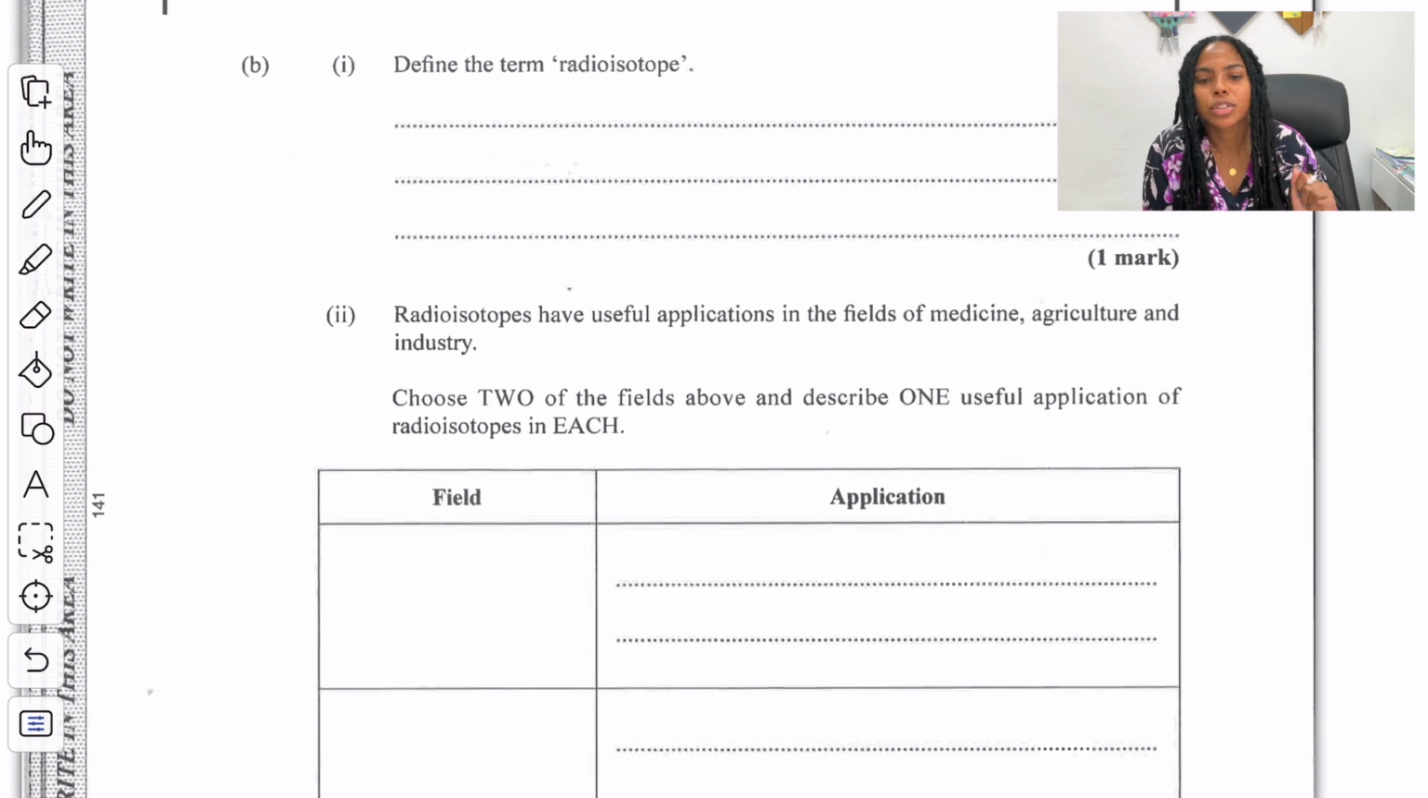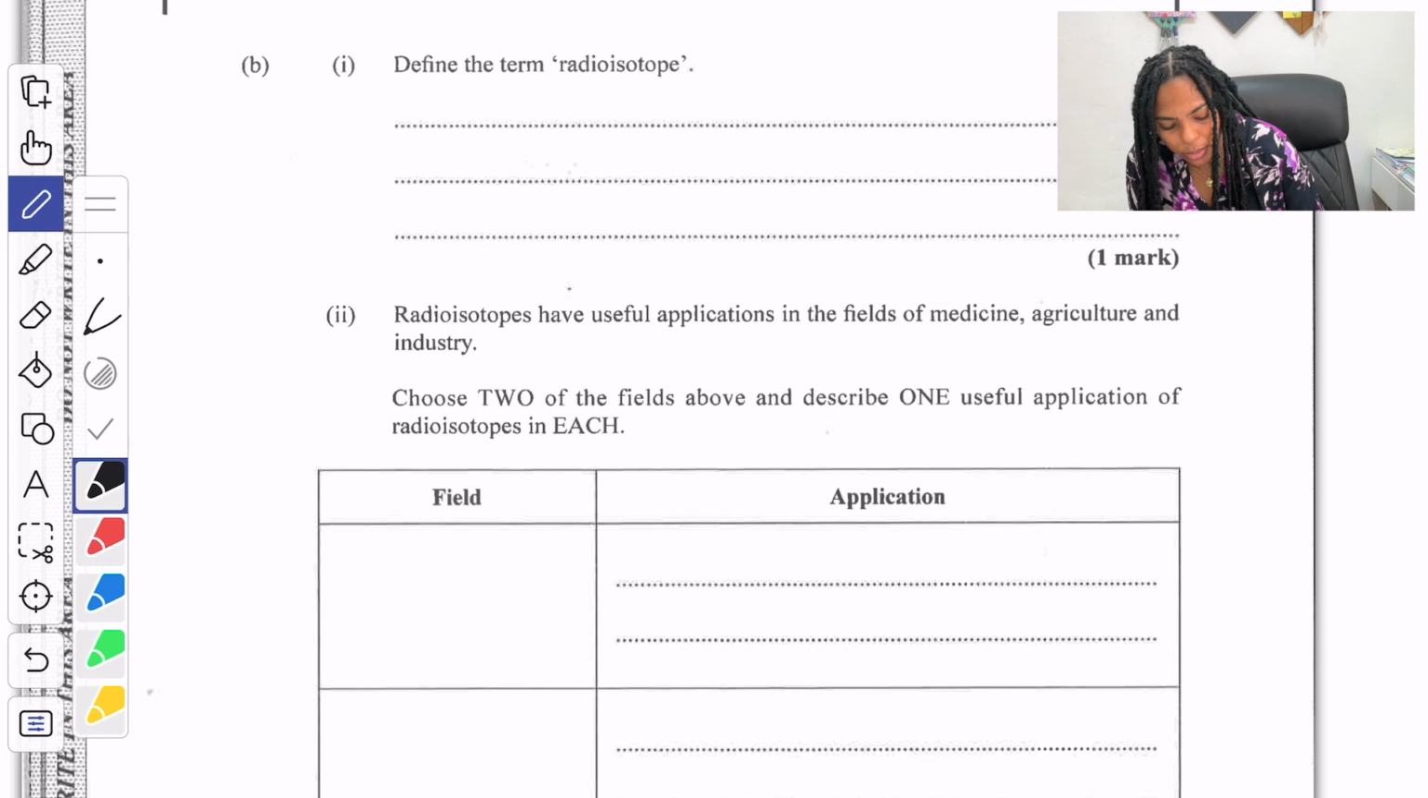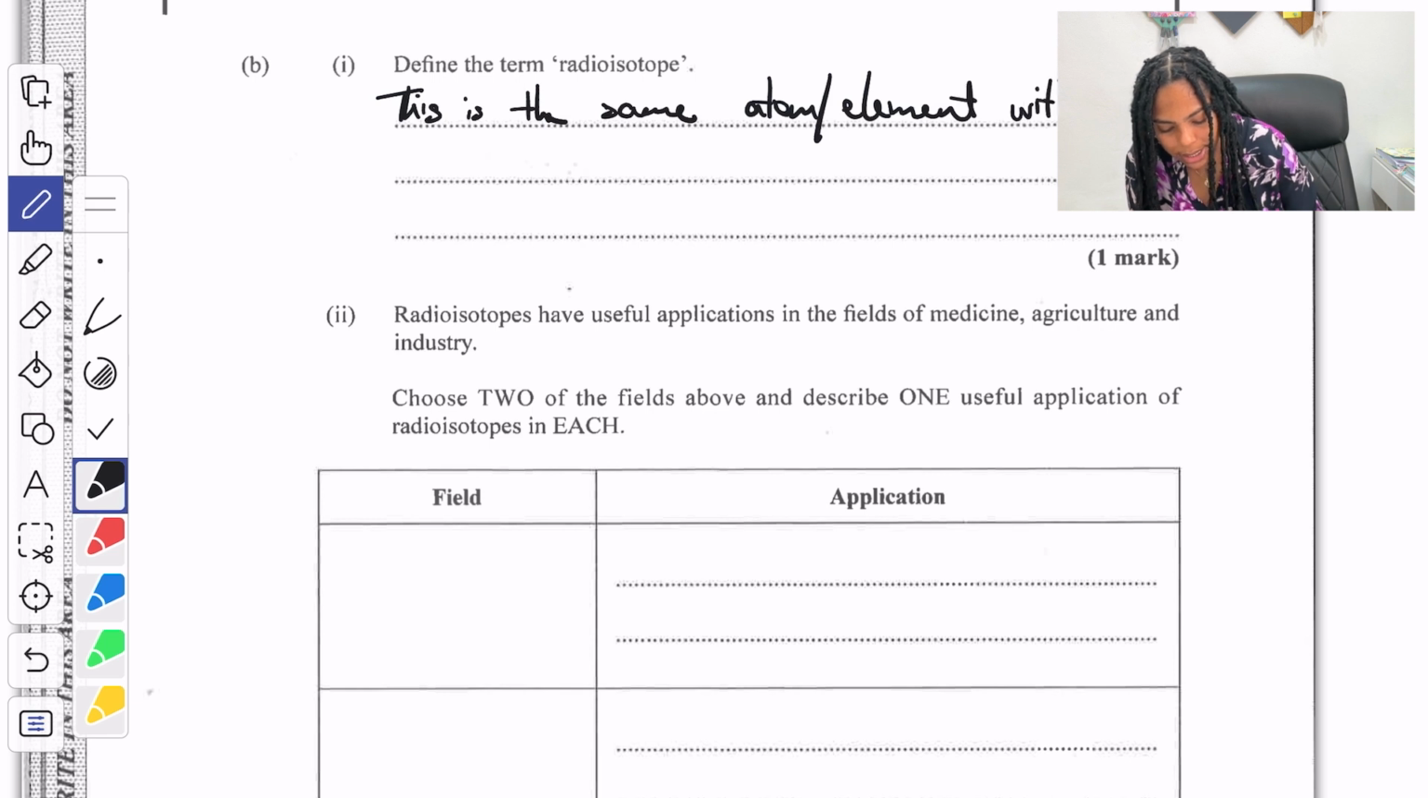Then we have defined the term radioisotope. So a radioisotope is the same element with a different number of neutrons. So this is the same atom or element with a different number of neutrons.